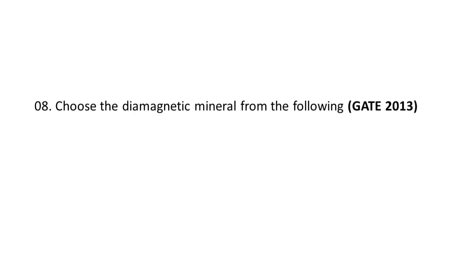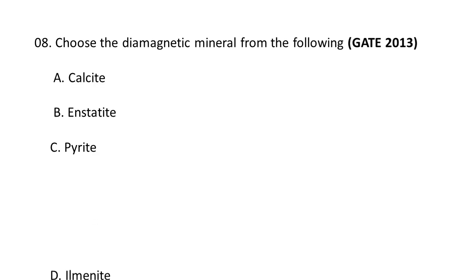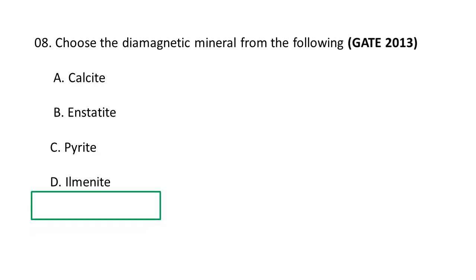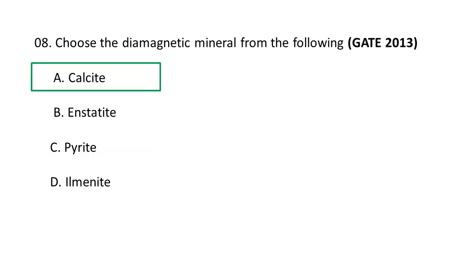Next question. Choose the diamagnetic mineral from the following. A. Calcite, B. Enstatite, C. Pyrite, D. Ilmenite. The diamagnetic mineral is calcite. Examples of diamagnetic minerals are calcite, quartz, plagioclase and apatite. Next question.